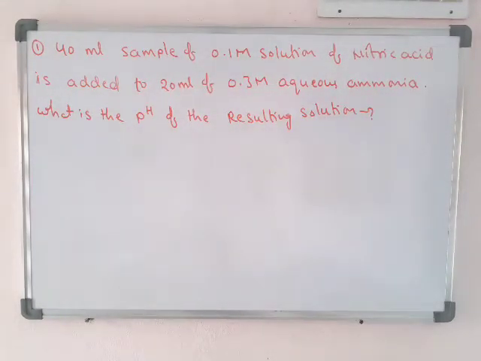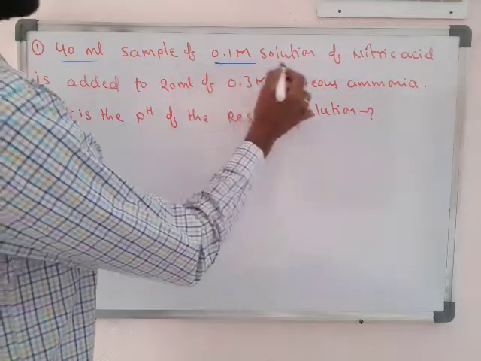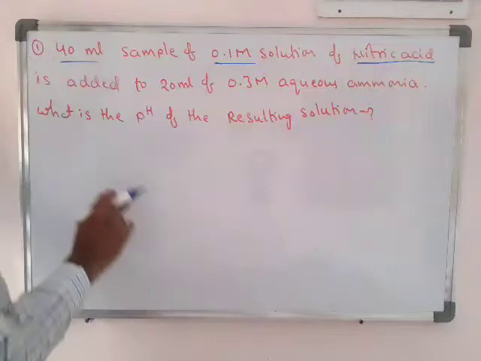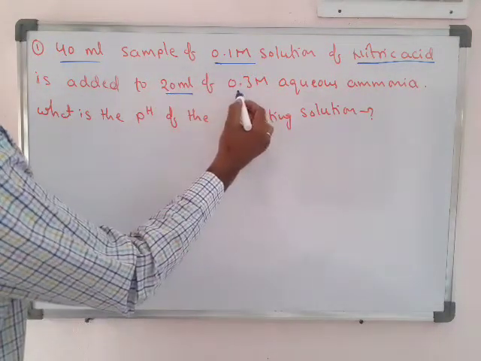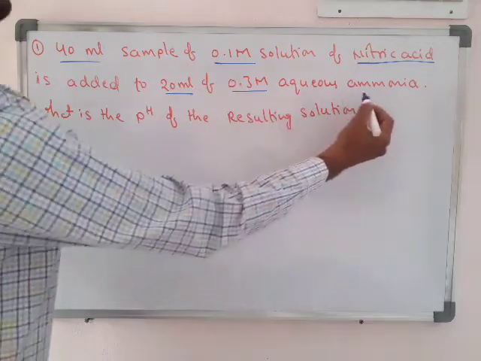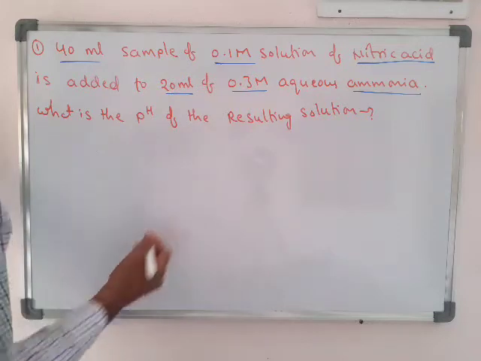So the problem is given. The 40 milliliter of sample of 0.1 M nitric acid, a strong acid, is added to 20 milliliter 0.3 M aqueous ammonia. We know it is a base. So what is the pH of the resulting solution?